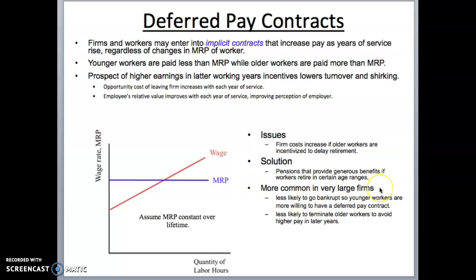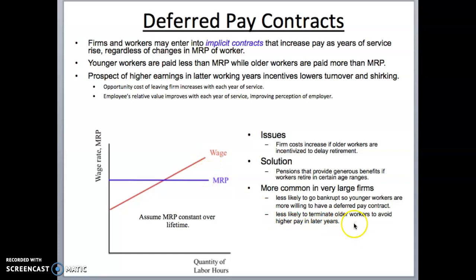More common in very large firms. The large firms are less likely to go bankrupt, so these younger workers, they have to be concerned that if they're getting paid below their productivity in the early years, they're really doing that because they believe at some point in the future their job's going to get a lot better, right? They're trading off this when they're young for this when they're older. And they need to be assured that this is going to be available. That means they need to be assured that the firm is going to be around long enough to allow them to get those high wages down the road.